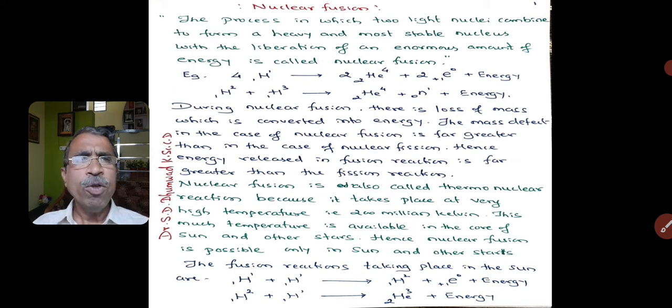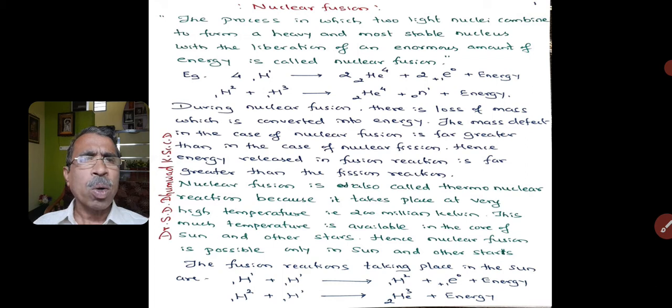During nuclear fusion, there is loss of mass which is converted into energy. Similarly, even in nuclear fission, there is a loss of mass which is converted into energy. The mass defect in nuclear fusion is far greater than in nuclear fission. Hence, energy released in a fusion reaction is far greater than in a fission reaction.